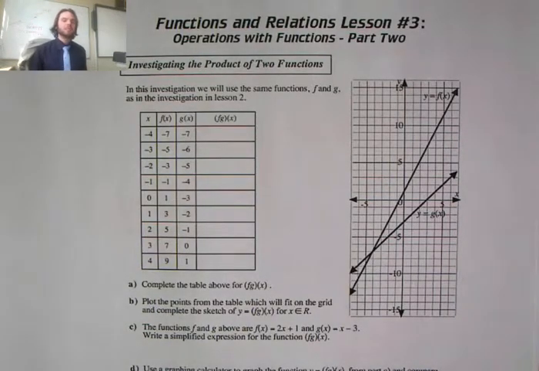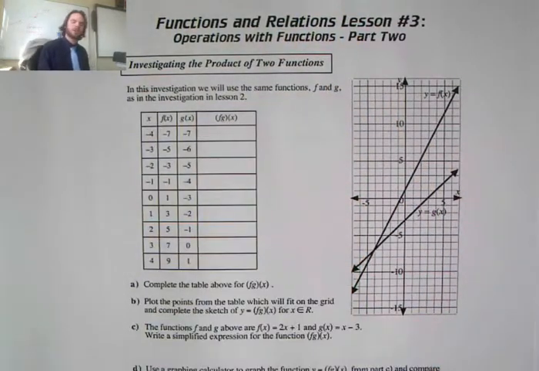In today's lesson, we are going to be looking at the product of two functions. Yesterday's lesson, we looked at the sum and difference. Now we're looking at the product, so that involves multiplication. So I'm just going to start off this investigation here, and then I'm going to expect you to finish it off, okay? So here we go.